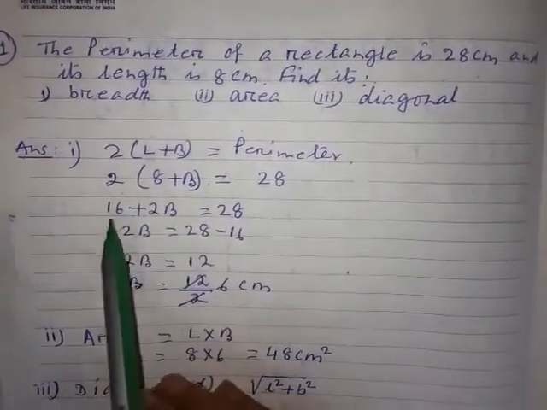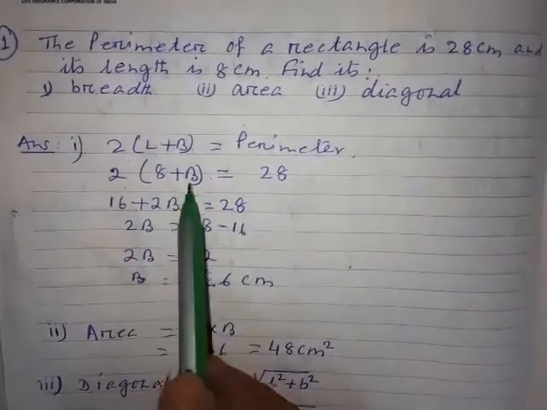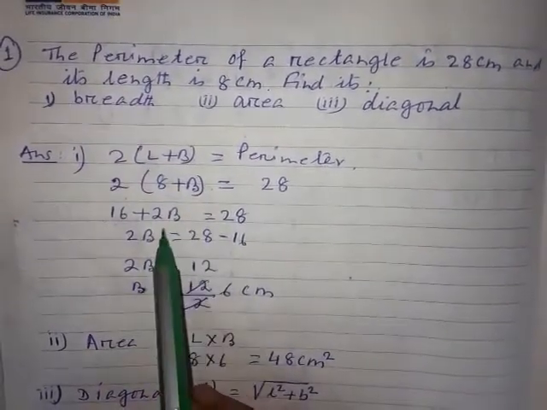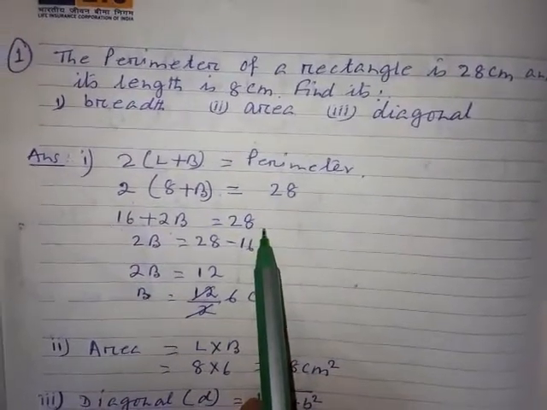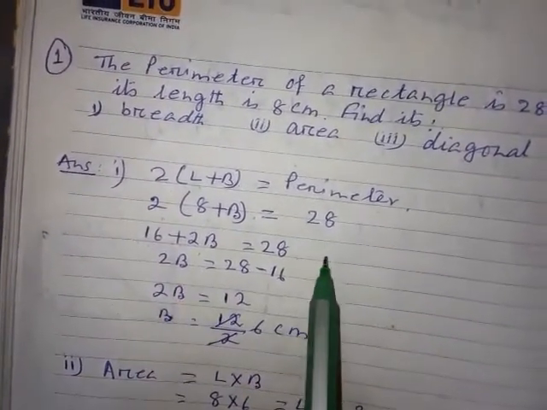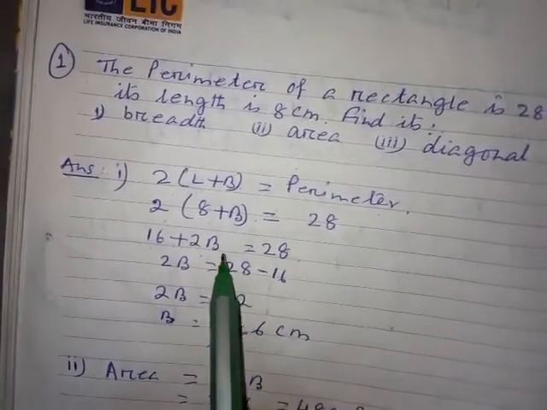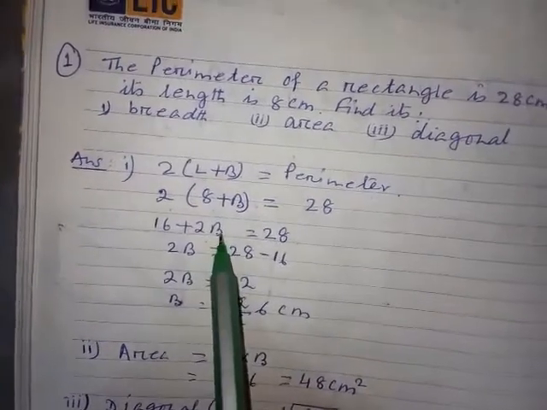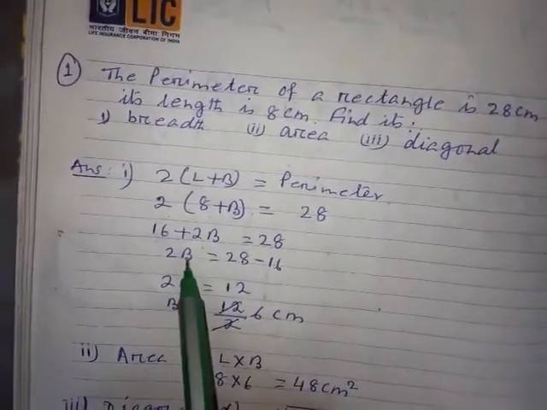Now 2 into 8, 16 comes. Now again here is plus sign, here is plus sign. Definitely the result will come in plus. 2 into B equal to 2B equal to 28. Now keep the variable on one side and the constant on the other side. You are supposed to arrange it. Variable means anything where alphabets are there, that is what is called the variable. So this is the variable here.